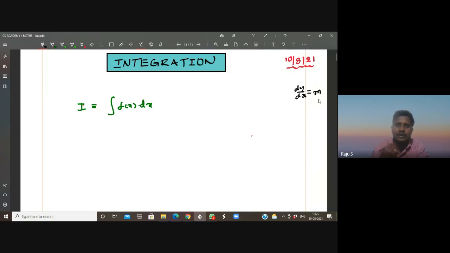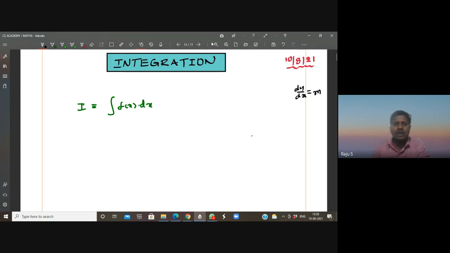So what is the use of the derivative? The derivative is used to find the slope of the tangent to the given curve. That is one of the applications of differential calculus. In the same way, integration is used for finding the area of the curve in the given region, like in given limits, from where to where we need to find the area of the curve.